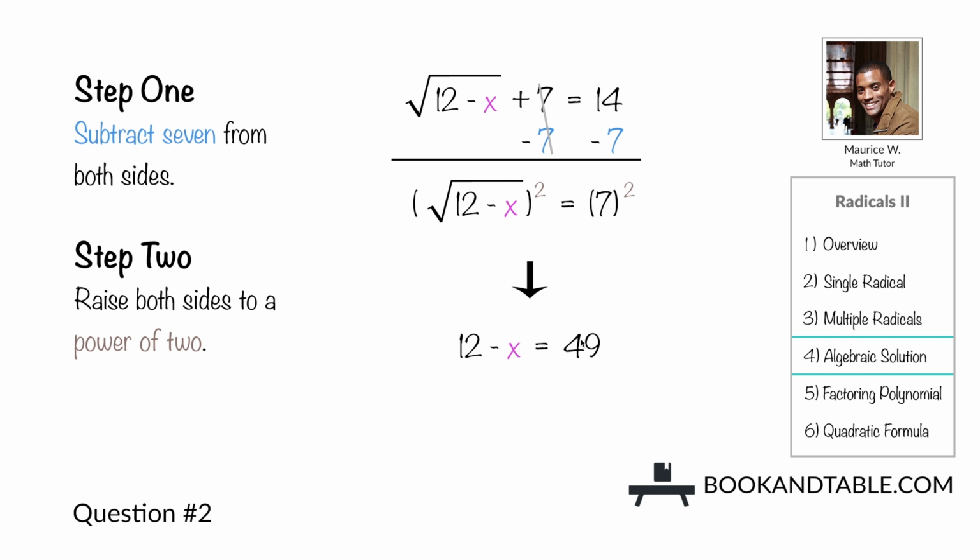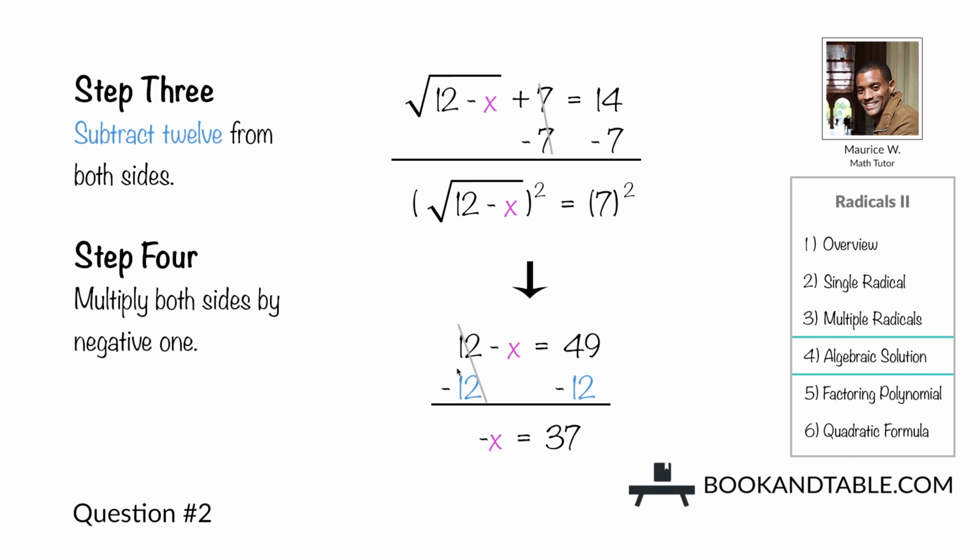So now we can solve for x. So first, let's subtract 12 from both sides. When we do that, we have negative x is equal to 49 minus 12, which is 37. To remove this negative, we can multiply both sides by negative 1. Negative 1 times negative x is x. Since you multiply the left side by negative 1, we have to multiply the right side by negative 1 also to keep the equation balanced. So we wind up with x is equal to negative 37.